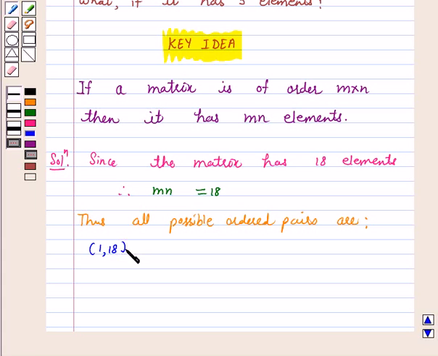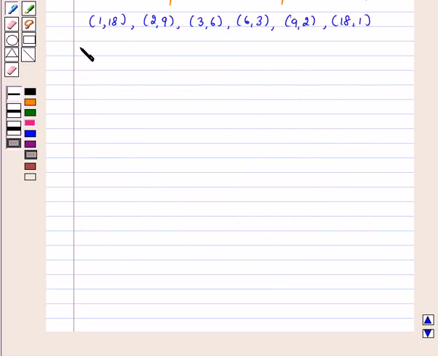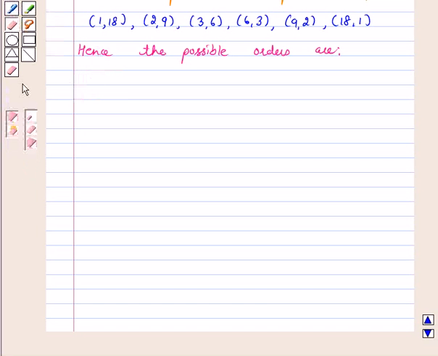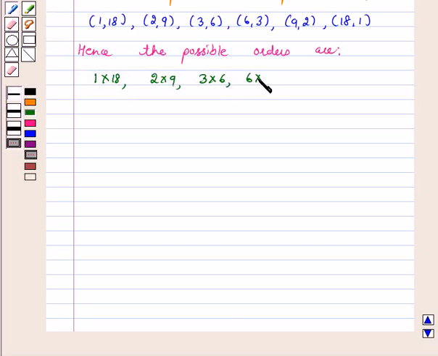1, 18, 2 and 9, 3 and 6, 6 and 3, 9 and 2, and 18 and 1. Hence the possible orders are 1 by 18, 2 by 9, 3 by 6, 6 by 3, 9 by 2, and 18 by 1.